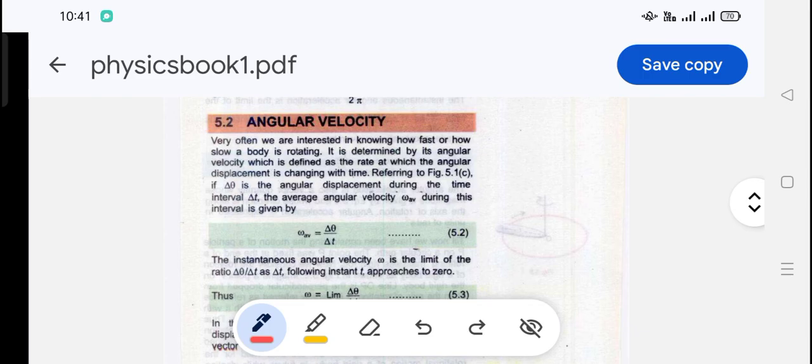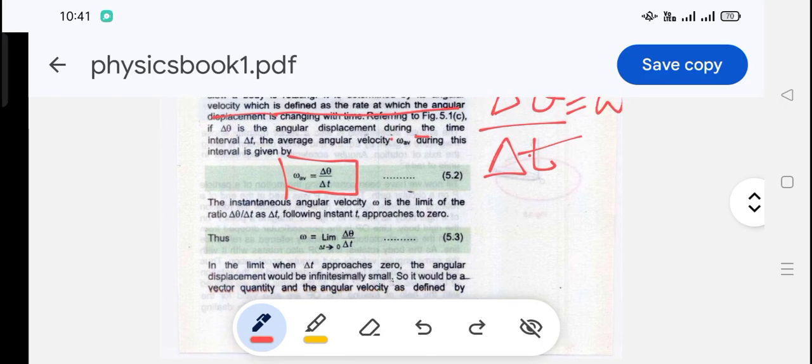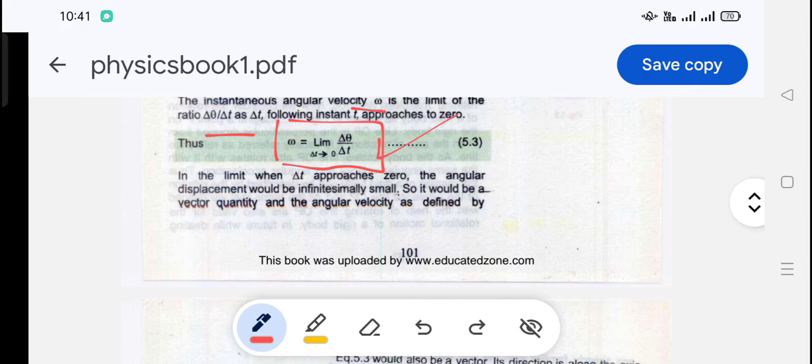It is determined by angular velocity, which is defined as the rate at which the angular displacement is changing with time. So it is the rate of change of angular displacement divided by time. This gives us angular velocity. It is represented by omega average, or omega, which is equal to delta theta over delta t. The instantaneous angular velocity omega is the limit of the ratio delta theta over delta t as delta t approaches 0.